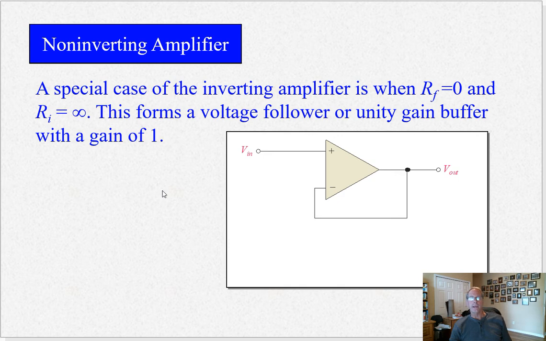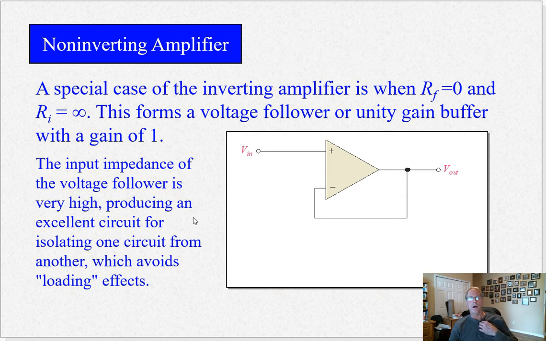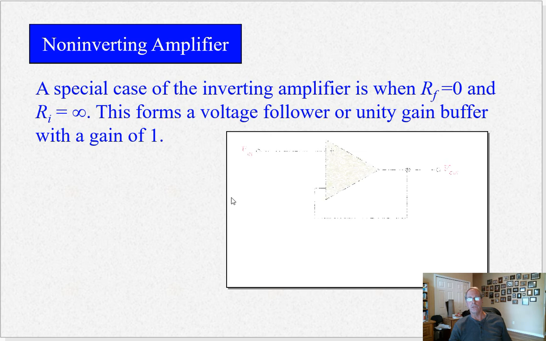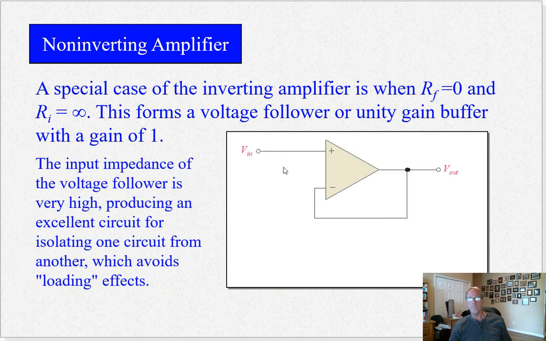A special case is when the feedback RF is 0, meaning it's a short, and RI is missing, it's an open. So what you end up with is RF over RI. RI is infinite, so let me go back to this equation here. RF is 0, RI is infinite, so this expression becomes 0. So the closed loop gain is just 1. That's just a voltage buffer right there. And what happens is input equals output.